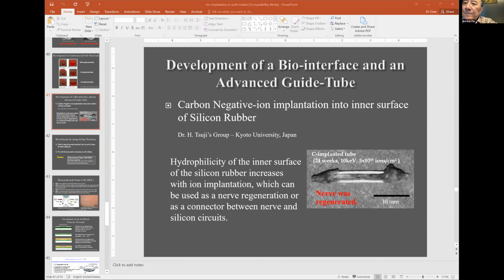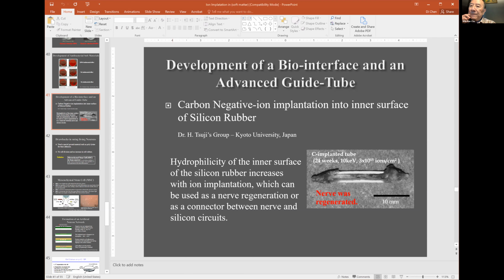So what he did is carbon implantation into the inner side of a silicon rubber, the first line. The silicon rubber is a tiny tube, okay? The tube is about a few millimeters, as shown in the view graph here. First he cut the tube, then opened the tube to let the carbon ions bombard the inner side of the tube. Then he sealed the tube together.